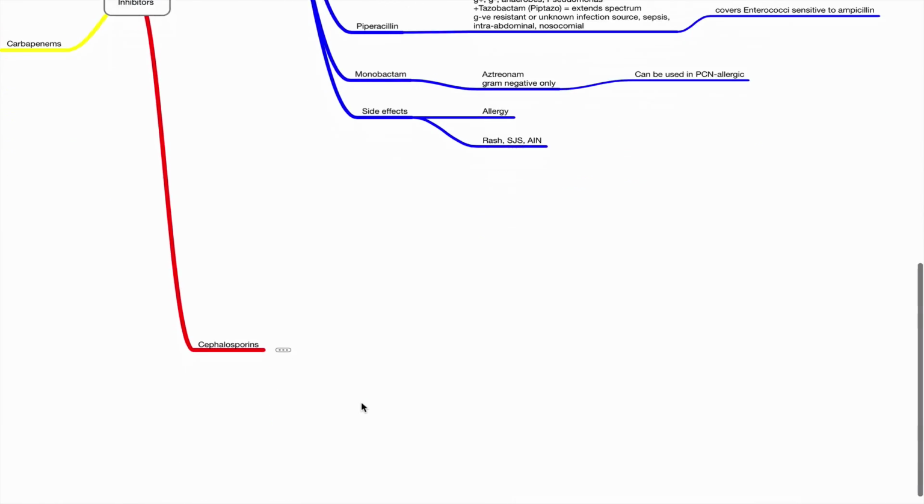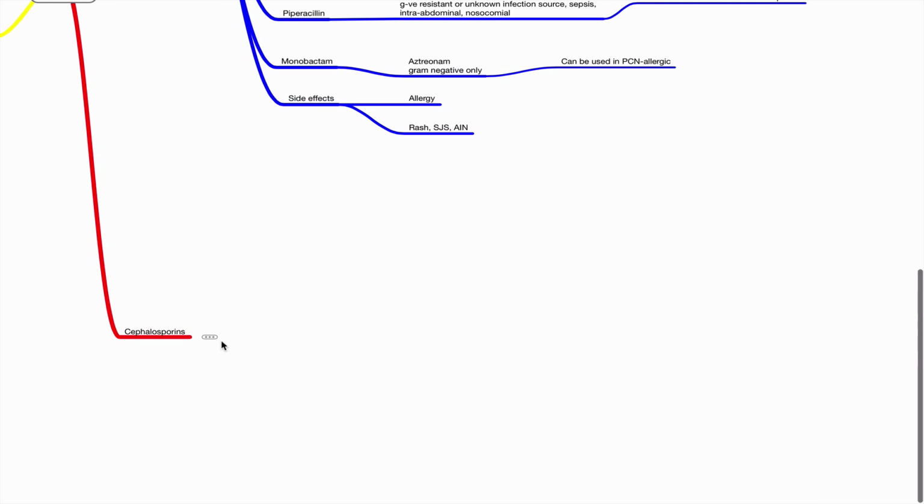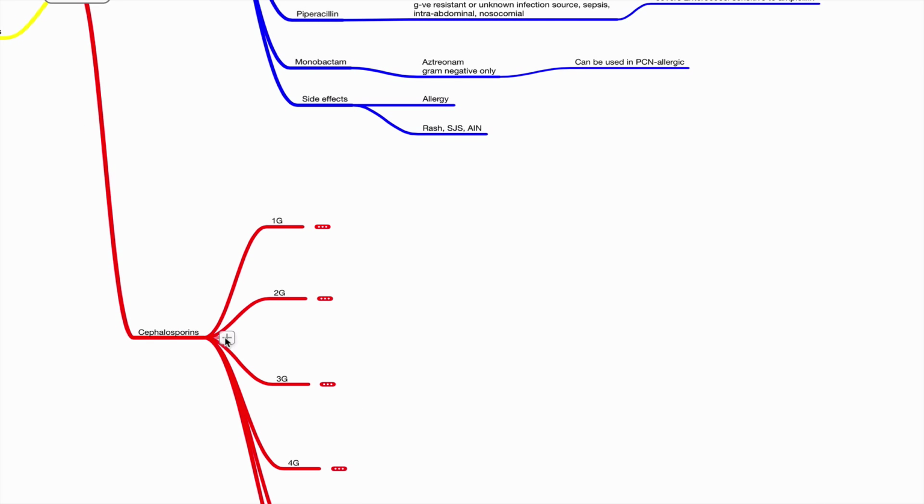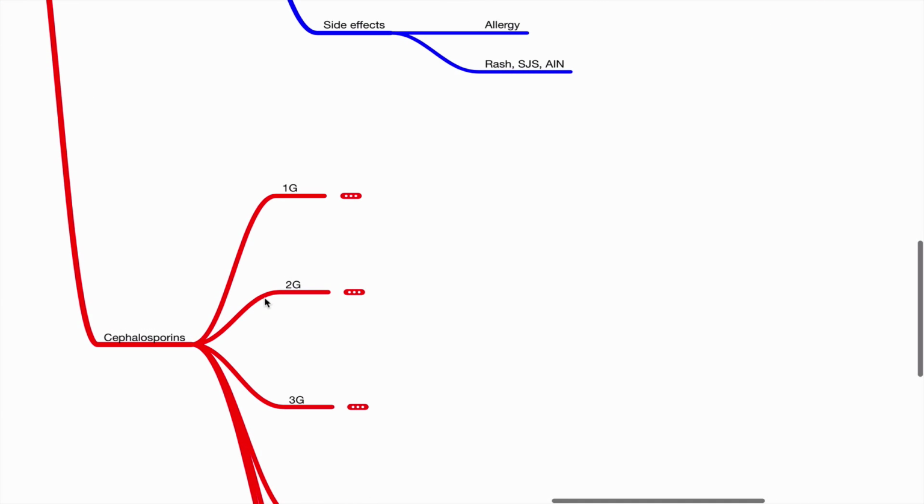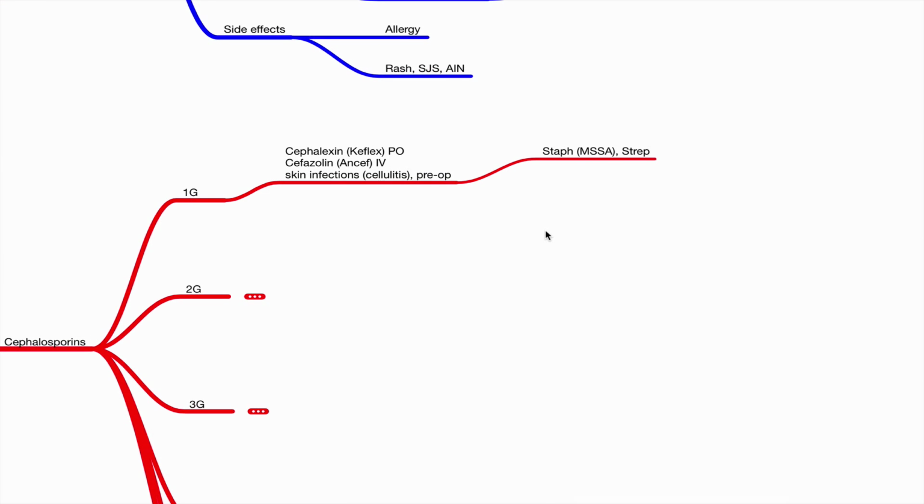Okay, so moving on from the penicillin family, we have cephalosporins. The cephalosporins can be split up into generations from 1 to 5. The first generation is a really common medication class. Keflex is the PO form, as well as Ancef, which is the IV form, of the first gen cephalosporins. We commonly use these for skin infections and cellulitis, and Ancef is also used for pre-op infection prophylaxis. The coverage: it covers MSSA, so staph, as well as most streptococcal species.